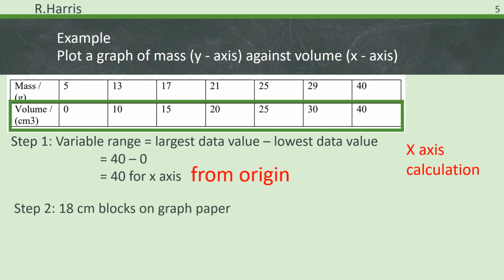The next step is to find the number of centimeter blocks on the graph paper you are using. For the graph paper used in this question, it was 18 centimeter blocks. Now let's just be sure you know how 18 centimeters were obtained.